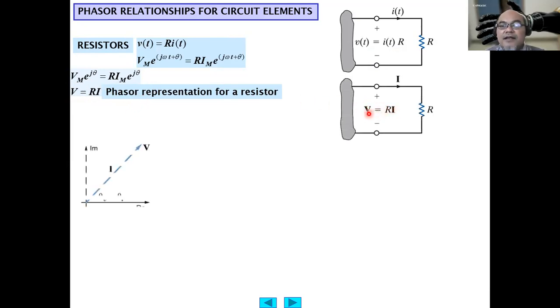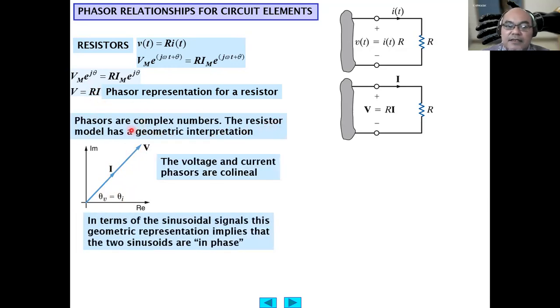V equals R I. If we draw it in the phasor diagram, the complex diagram, which we will discuss later in more detail in a later section, the phase angle from the positive real axis is the same for both voltage and current. So theta V, the phase angle of the voltage, will be equal to theta I, the phase angle of the current. Only the magnitudes are different, by a ratio of R.